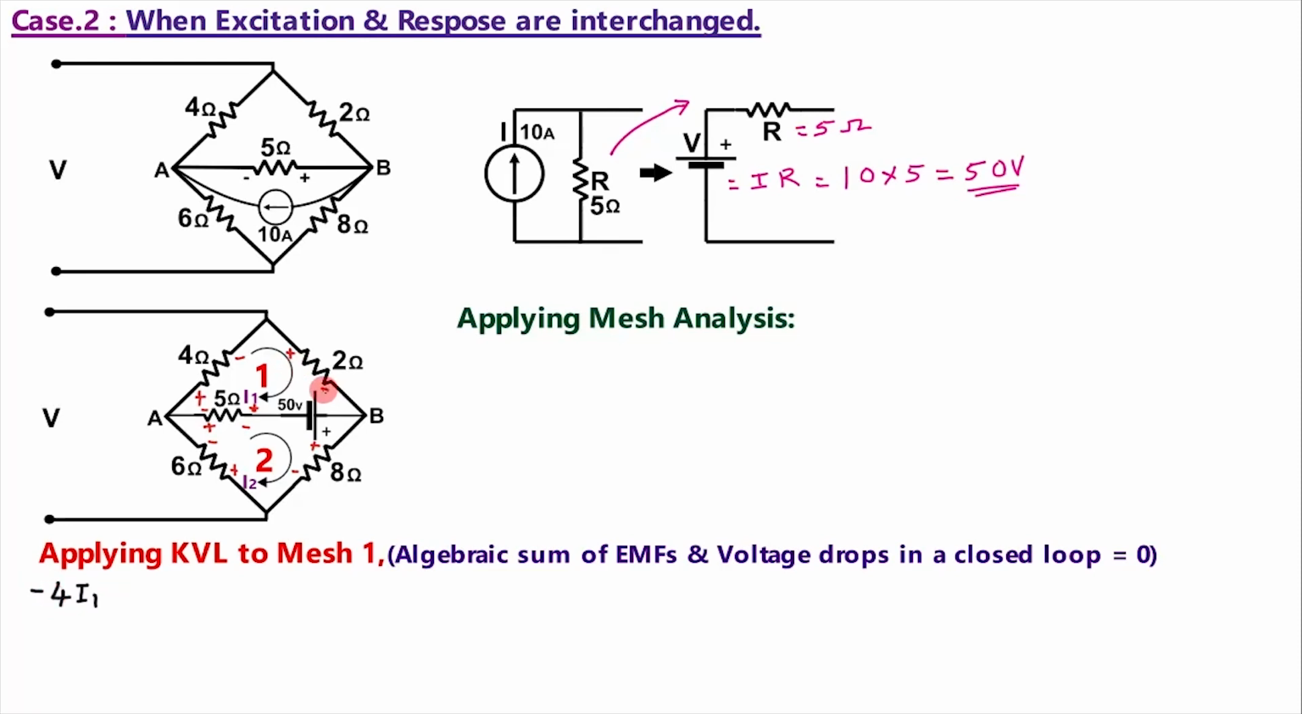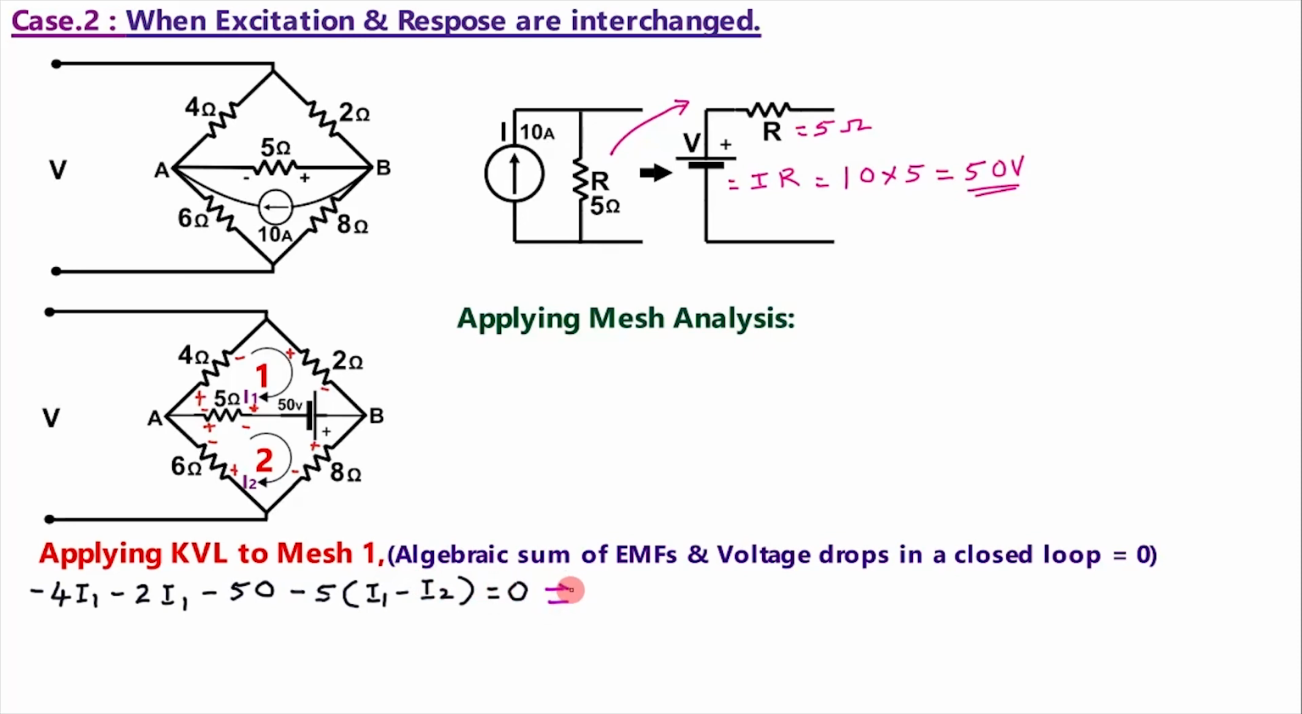Then next in 2 ohm, voltage drop is minus 2 into I1. Then here current is flowing from positive to negative, that is fall in potential, therefore minus 50. Then in this 5 ohm, I1 is going in this direction while I2 is in the opposite direction. So as it is resistance, voltage drop is there, 5 into the difference of these two currents. As we are in mesh 1, I1 is to be written first, I1 minus I2 is equal to 0.